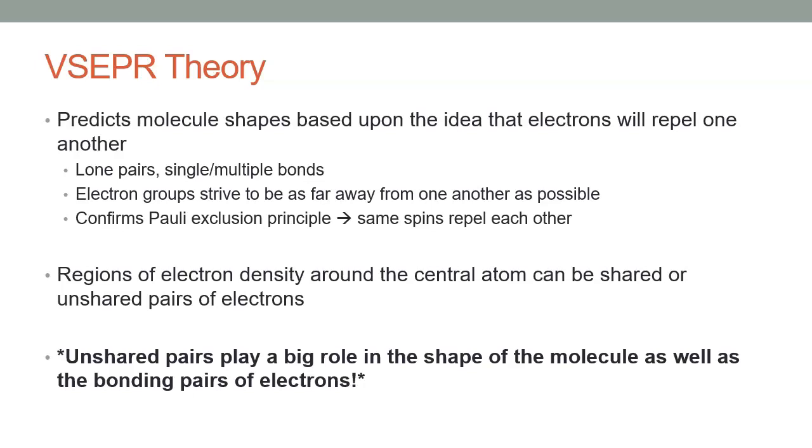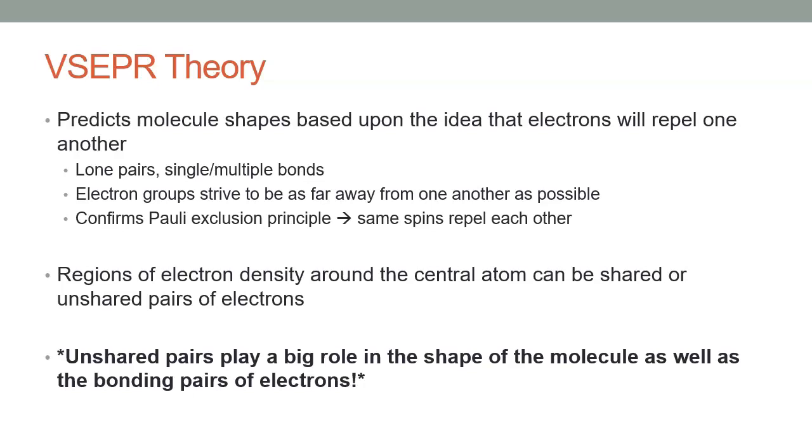And electron groups are going to strive to be as far away from one another as possible, which kind of confirms what we see with the Pauli exclusion principle with orbital diagrams, which is that electrons of the same spin in the same orbital would repel one another. So electrons want to be as far away as possible, but then also still be close to the nucleus.